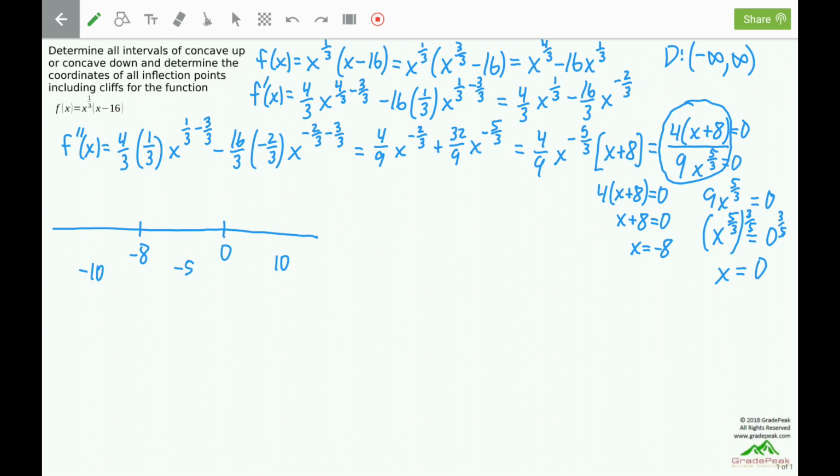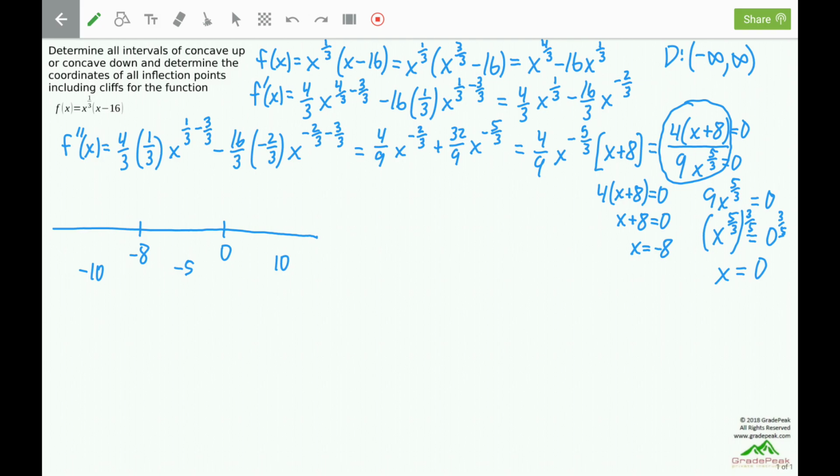An odd root of a negative number is still negative, and an odd power of a negative number is still negative. So if we put a negative number in for x in the denominator, a negative number will come out of it. If you put a positive number in there, a positive number raised to the 5/3 will still be positive.